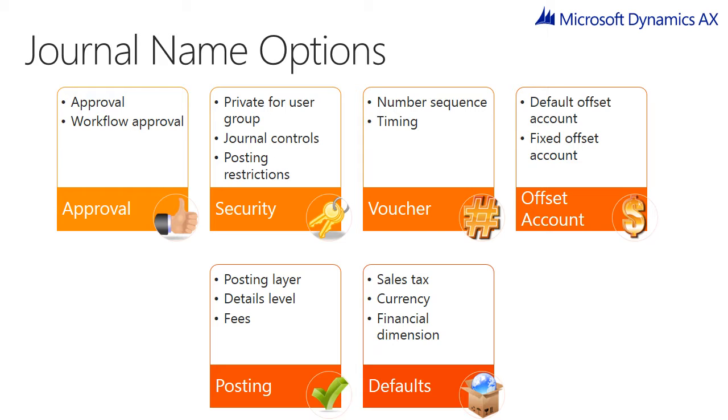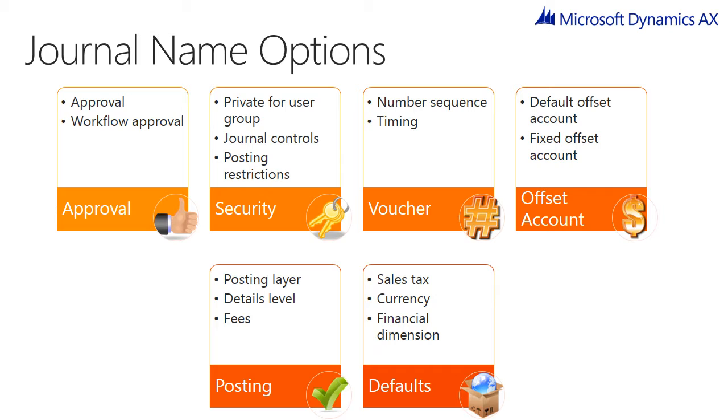For security, settings exist for private user groups, which will restrict users from using the journal unless they belong to the user group that you have created. You can also set up journal controls, which will restrict the information that can be posted in a particular journal. Posting restrictions will limit the users that are allowed to post the journal.